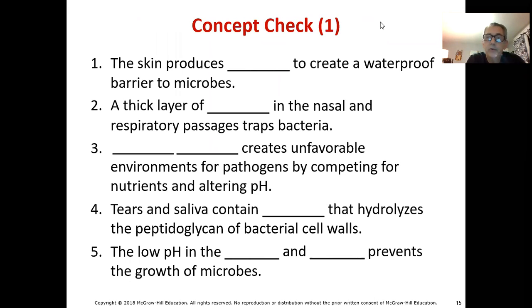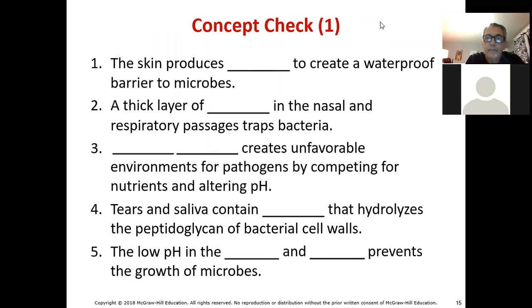So, the skin produces what to create a waterproof barrier to microbes? Is it keratin? Yeah, keratin plays an important role in that. The skin is very thick and also tightly bound together. A thick layer of what in the nasal and respiratory tract traps bacteria? Is it mucus? Yes, the mucus.